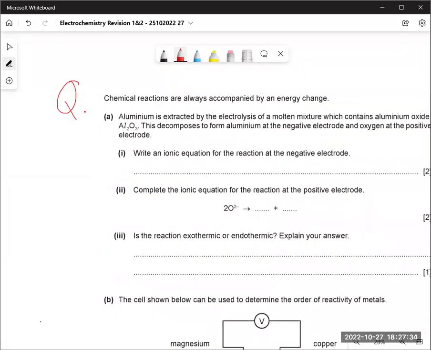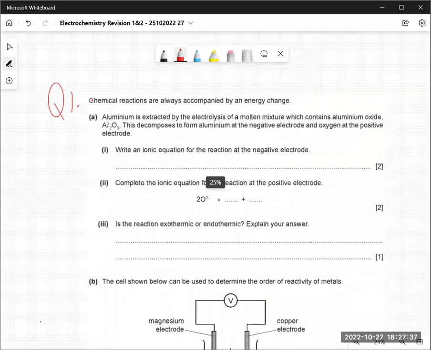All right, read the question. Najla. Chemical reactions are always accompanied by an energy change. Question A. Aluminium is extracted by electrolysis of a molten mixture which contains aluminium oxide. This decomposes to form aluminium at the negative electrode and oxygen at the positive electrode.